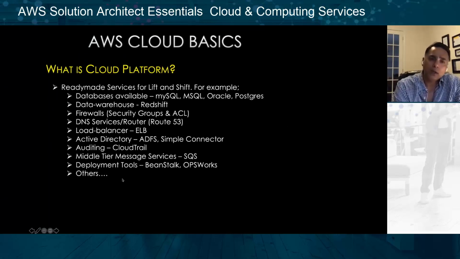Okay, so you can think of a cloud platform as ready-made services for lift and shift. For example, databases are available, the different flavors of databases that are available on cloud. And when I'm saying cloud, I'm covering GCP, Google Cloud, AWS, Azure, and maybe a few others are probably going to pop up very soon. So everybody should probably adhere to these now because AWS has set certain standards in the market, right?